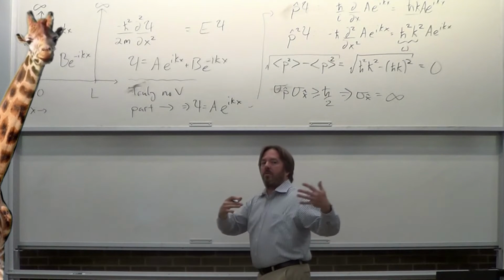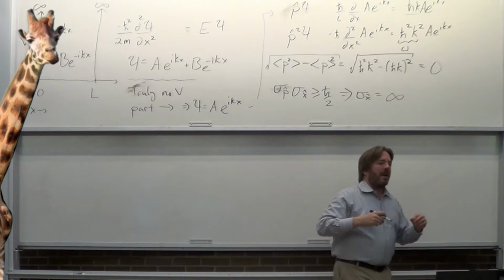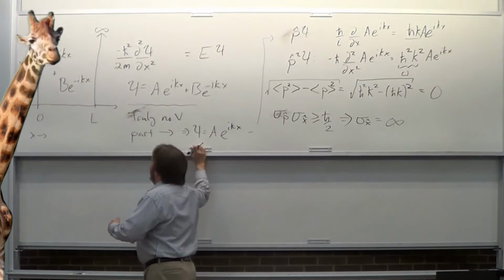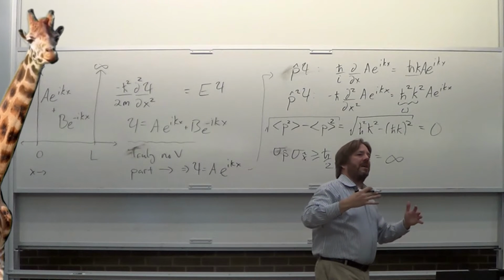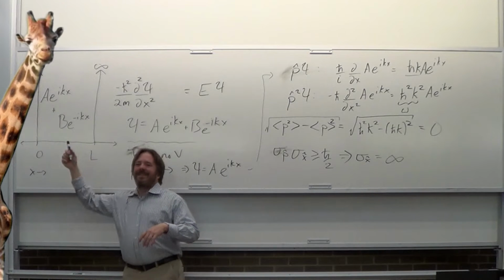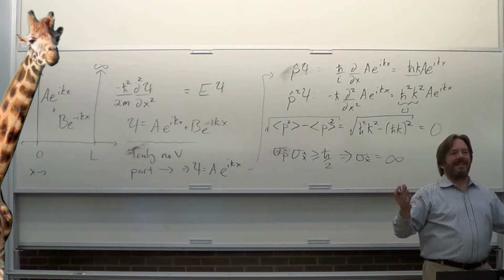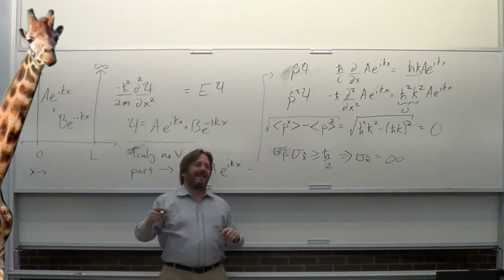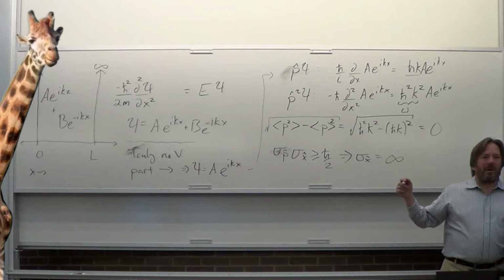Now to go forward to harder things, because that's what classes do, I'm introducing potential energy. Notice that I said that this A e to the ikx plus B e to the minus ikx is the solution when there's no potential energy. There is potential energy, but I'm still using it. Why would I do that? Even in the case of potential energy, this is still the correct solution. Why do you think that would be in the particle in a box?